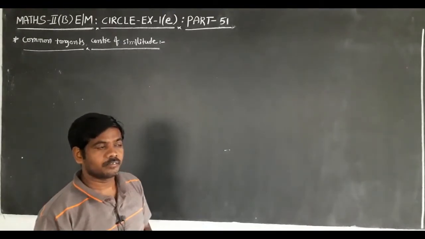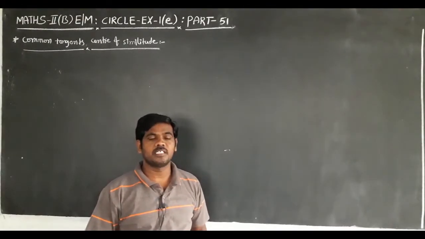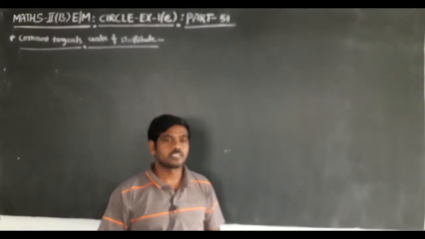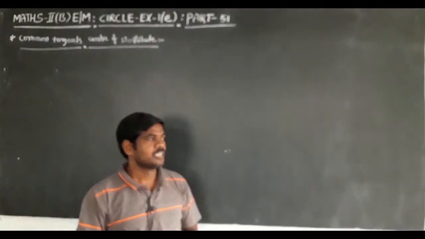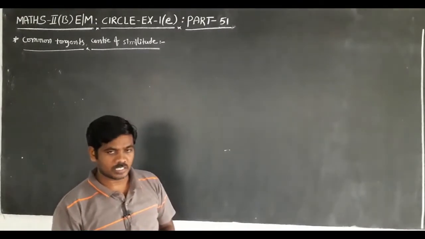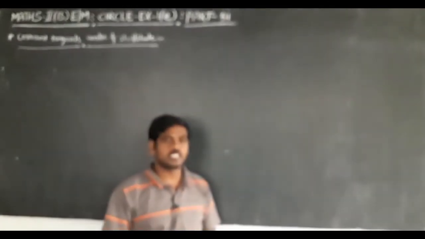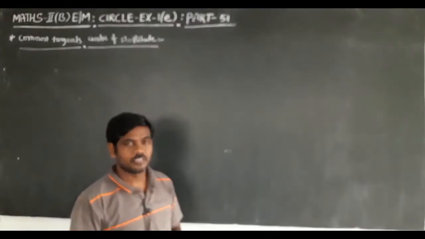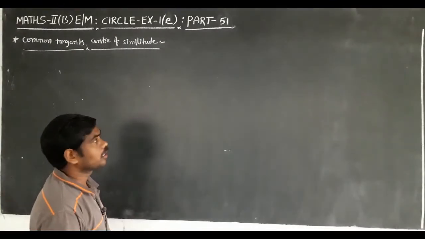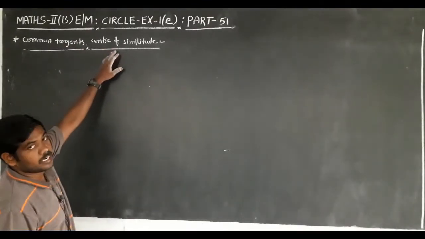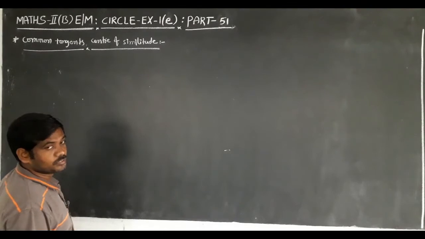Today we discuss common tangents and centers of similitude. A common tangent means a line that is tangent to both circles. If one line is tangent to both circles, it is a common tangent to the two circles.